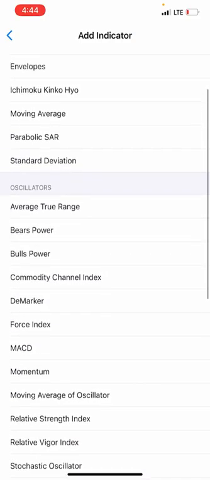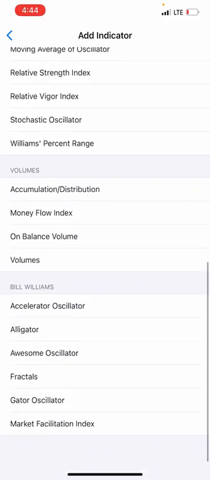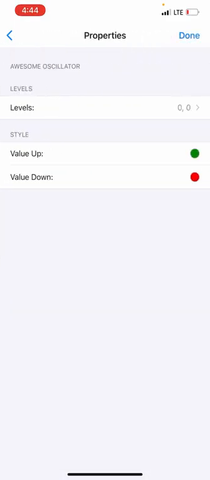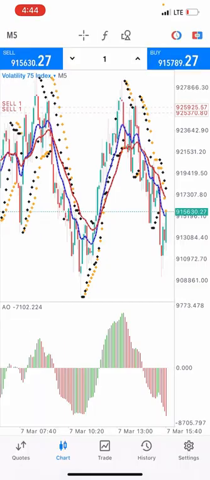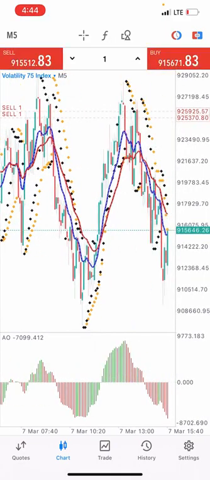Awesome oscillator, where is it? Okay, yeah, good. Awesome oscillator, you don't need to change anything. The value up, you use a green and a red, click and done. We're good to go. And push it down a bit. Okay, this is the strategy, guys.